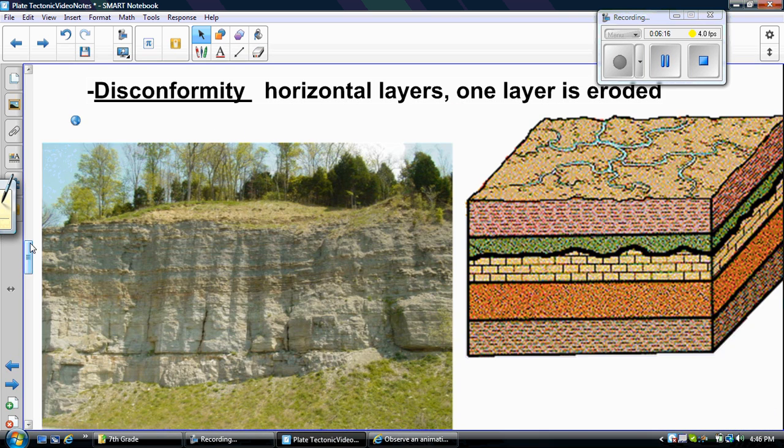Okay, a disconformity is when horizontal layers are put down and only one layer is eroded, or a couple layers can be eroded. So these layers have been put down horizontally, and then this squiggly line represents erosion. So that means that there's a layer here that is missing. It's been eroded. So that's a disconformity.